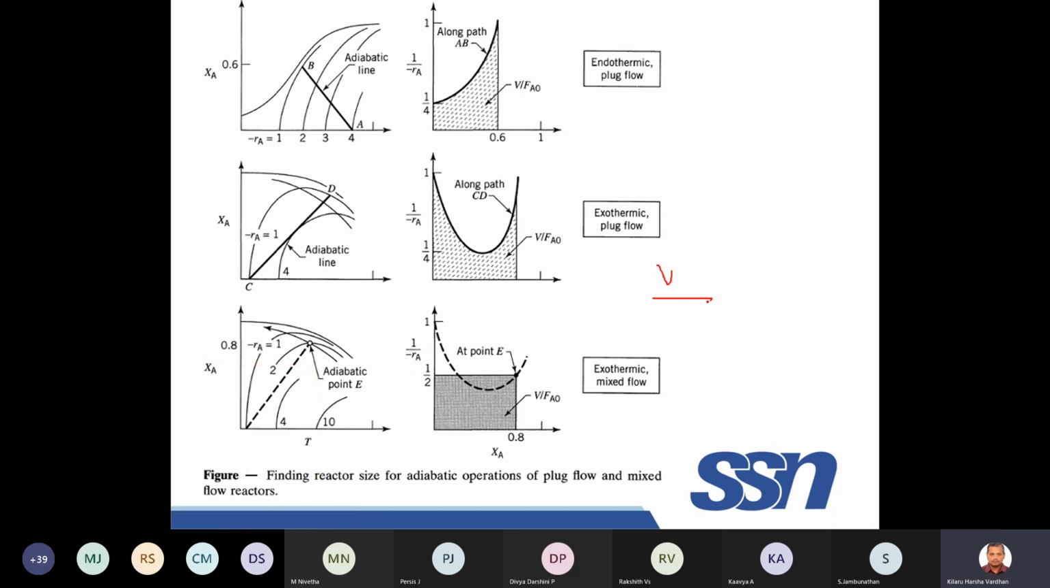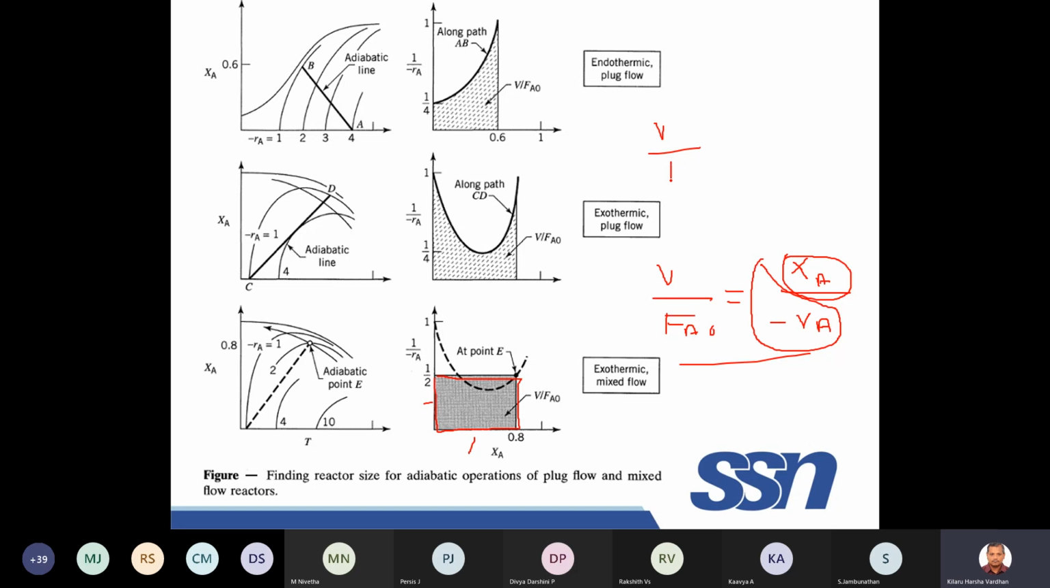what is that? V by F naught. V by F naught is equal to XA by minus RA, right? This is the expression for MFR. Now, if I take this particular thing on the x-axis, this becomes minus 1 by RA on the y-axis. X into y, right? That is nothing but the area of a rectangle. That is why you are putting this rectangle. That is the basic concept, because it comes from the material balance. That is your equation.